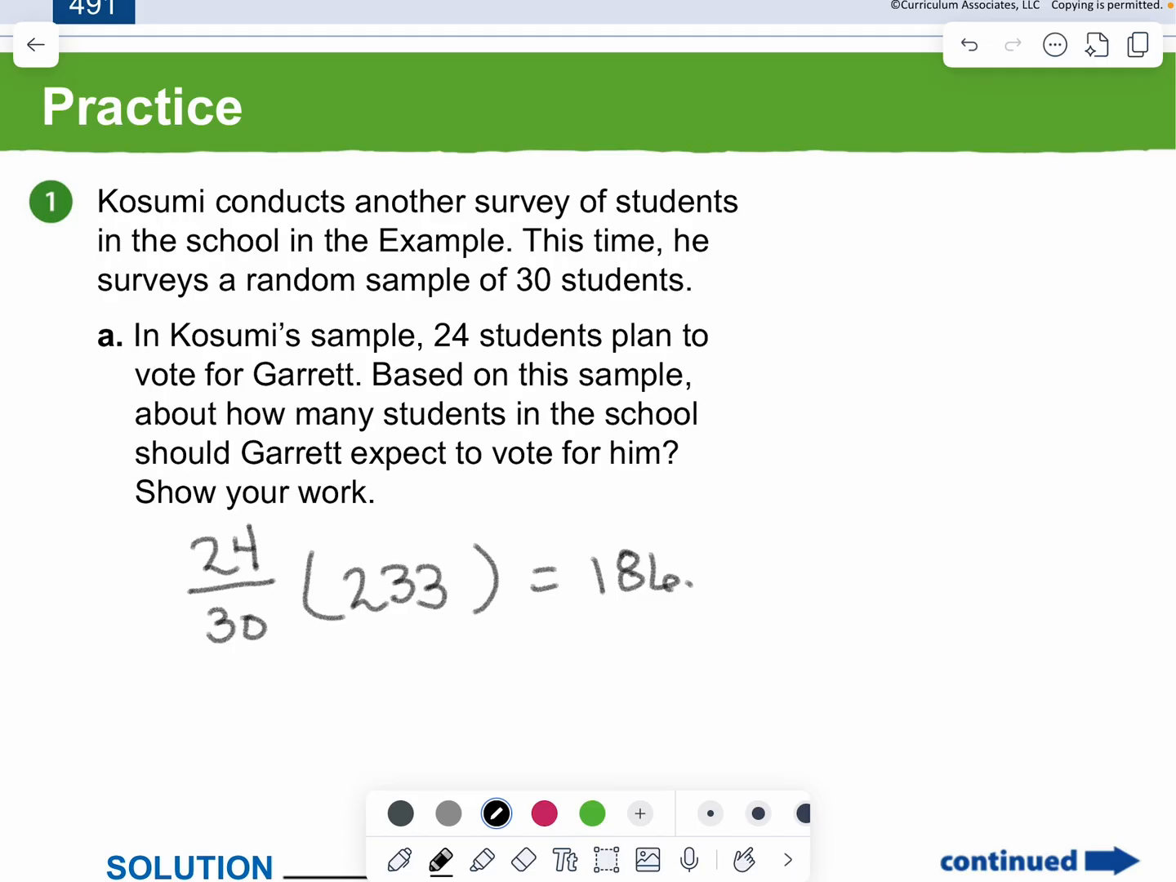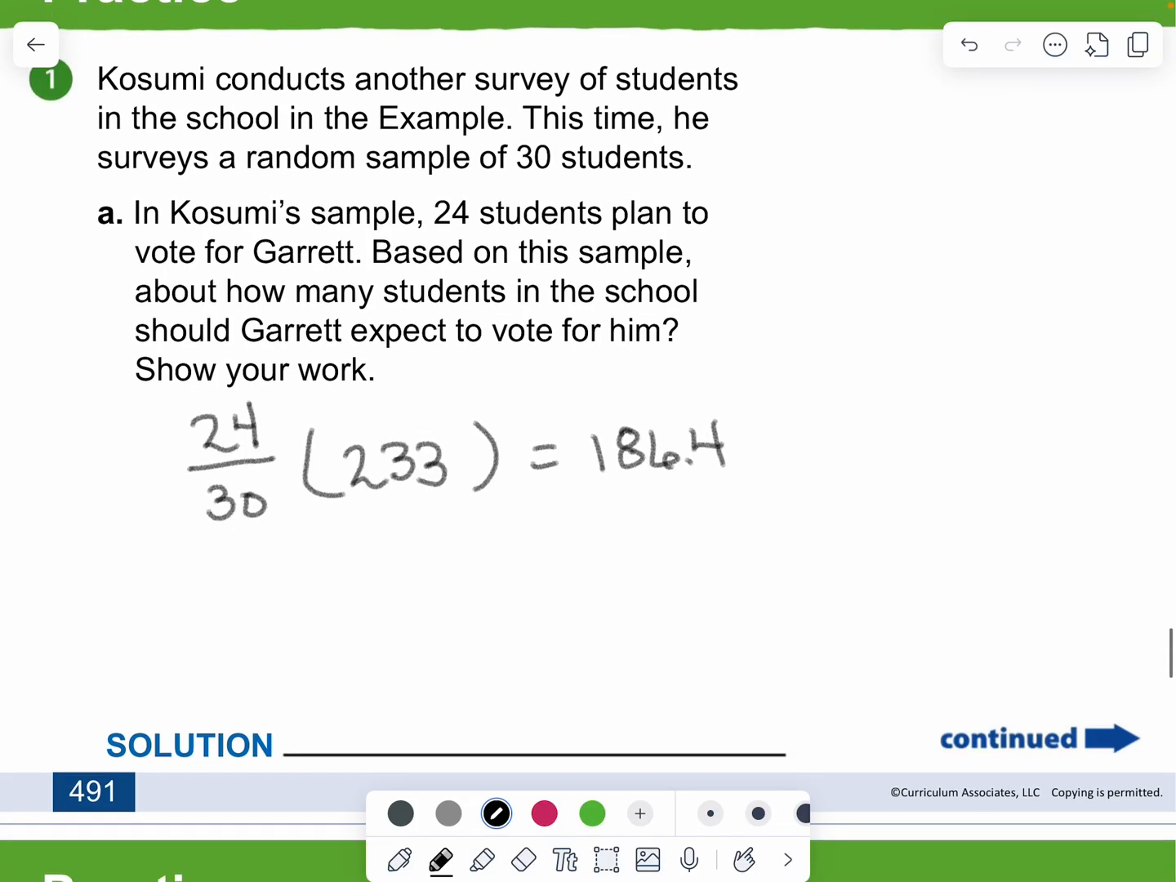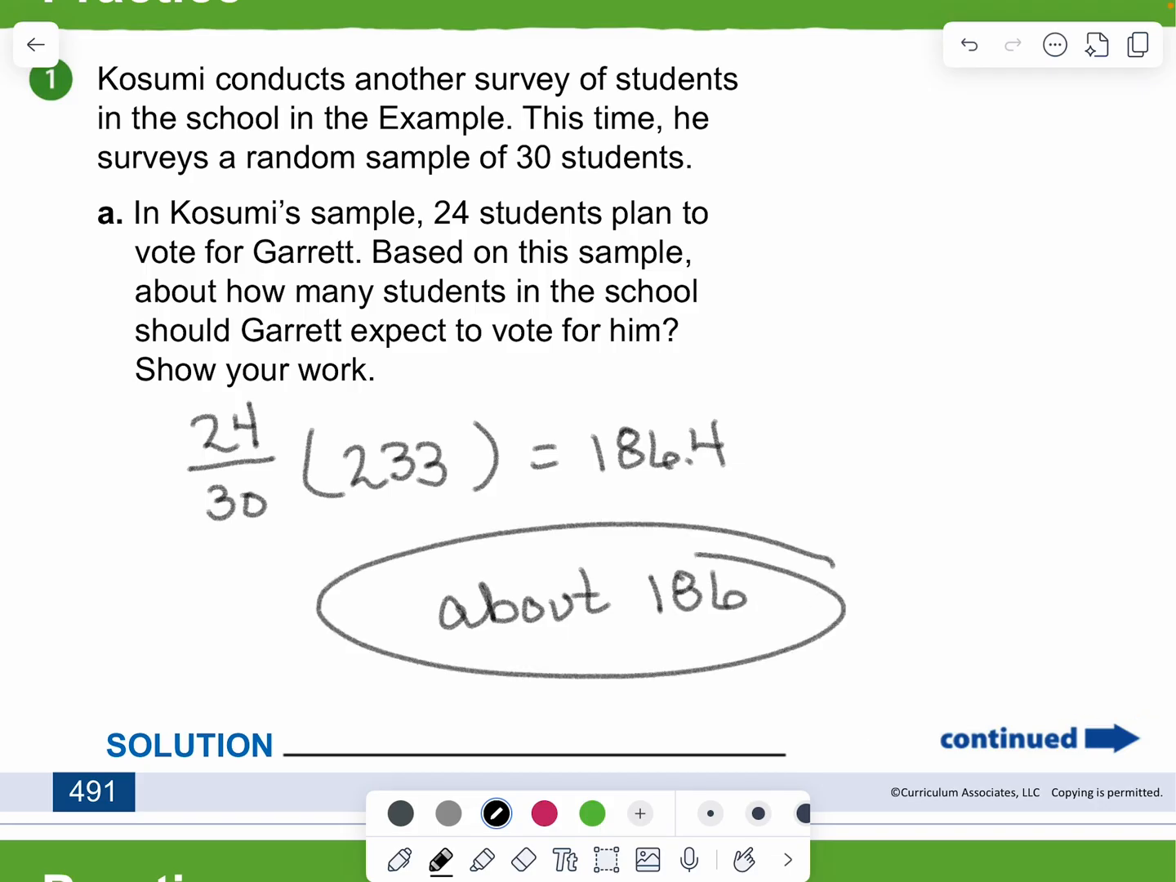I get 186.4. So we're going to round down and say about 186. You could say approximately 186. I'm just using about because it's shorter to write.